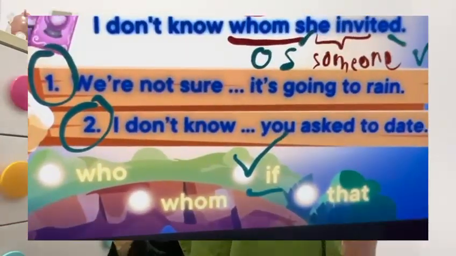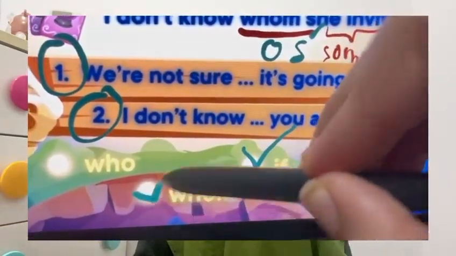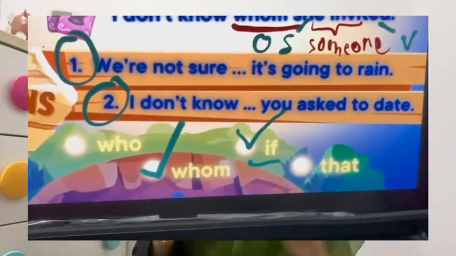I don't know, blank, you asked today. Answer, whom. Why whom? Because you is the subject. Whom is the object of the verb ask.